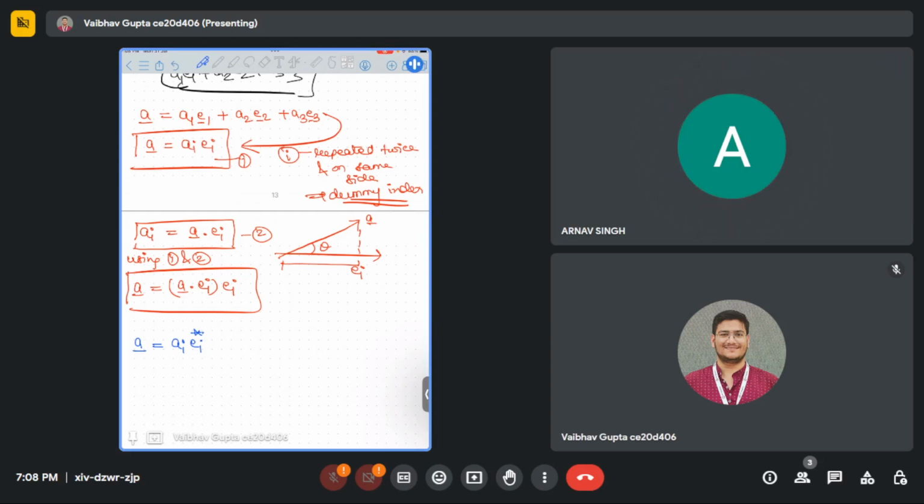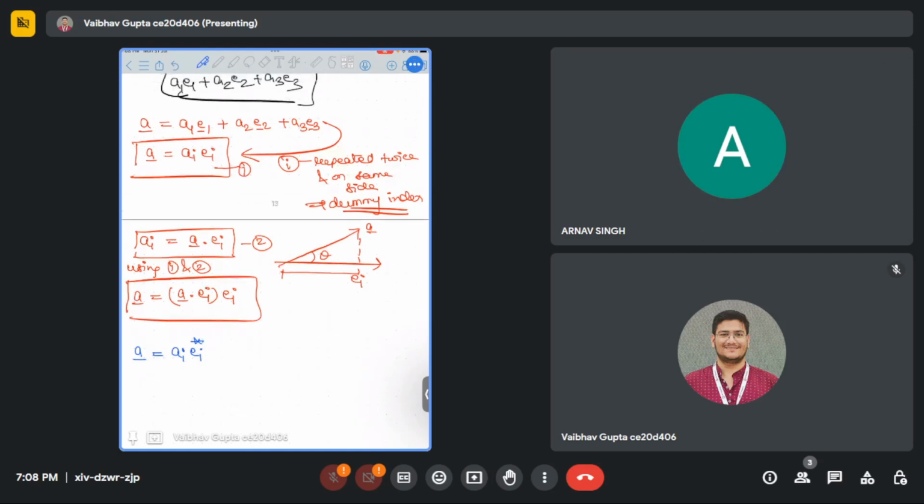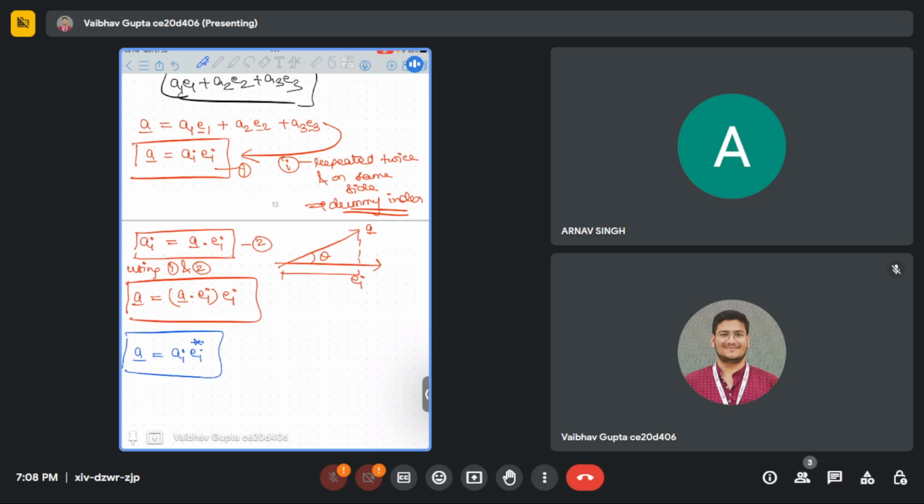So now the second person will say that no, I won't be using that Cartesian system. I'll be using some other Cartesian system having subtended angle theta. We'll mark that as EI star. In the same way we can write the A vector as AI EI star.